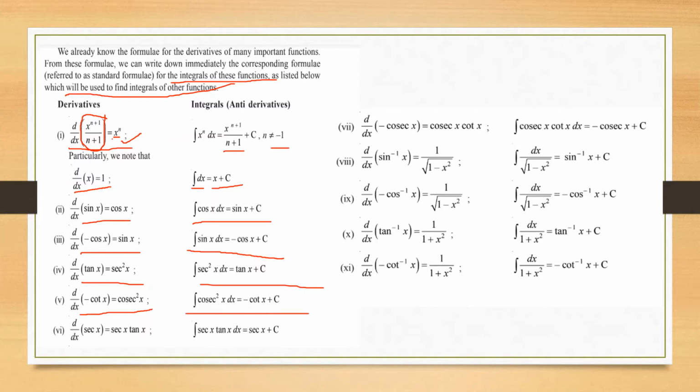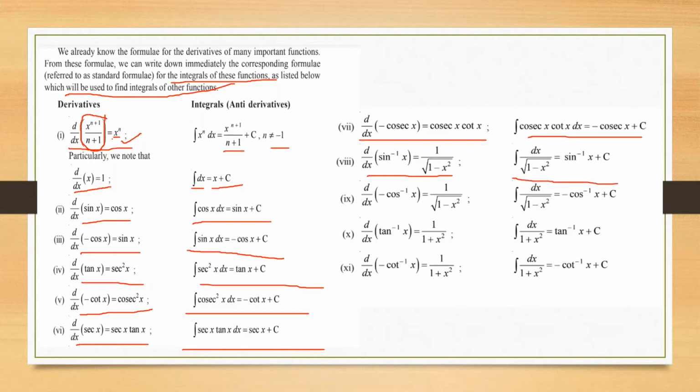Secant x has d/dx as secant x tan x, so integral of secant x tan x is secant x plus c. d/dx of minus cosecant x is cosecant x cot x, so integral of cosecant x cot x is minus cosecant x plus c. Now d/dx of sine inverse x is 1 upon root 1 minus x square, so that means integral of this, 1 upon root 1 minus x square, is sine inverse x plus c.